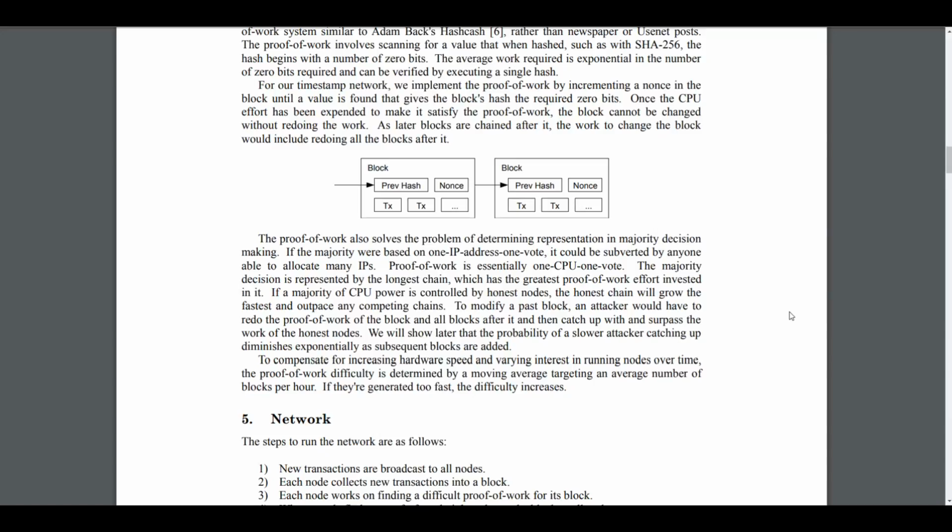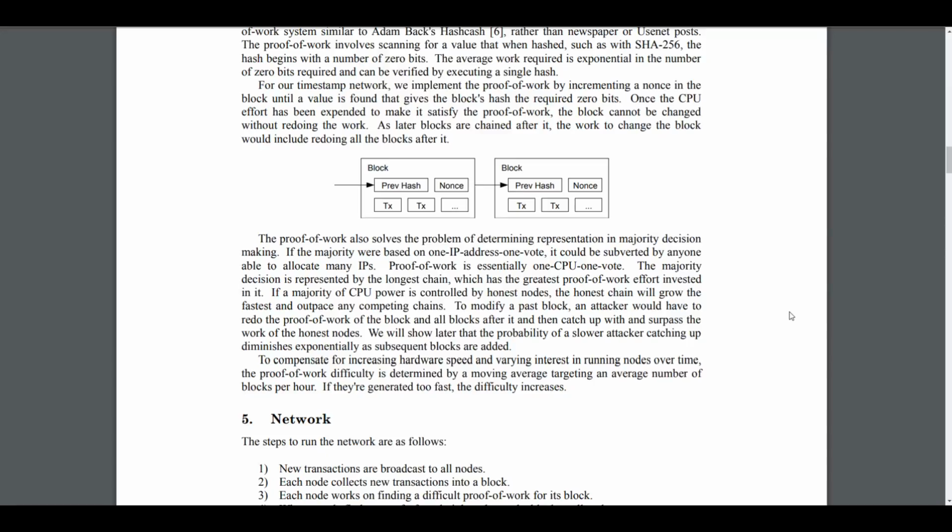The majority decision is represented by the longest chain, which has the greatest proof of work effort invested in it. If a majority of CPU power is controlled by honest nodes, the honest chain will grow the fastest and outpace any competing chains. To modify a passed block, an attacker would have to redo the proof of work of the block and all blocks after it, and then catch up with and surpass the work of the honest nodes. We will show later that the probability of a slower attacker catching up diminishes exponentially as subsequent blocks are added.